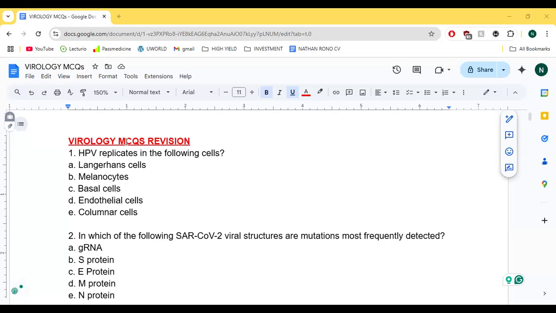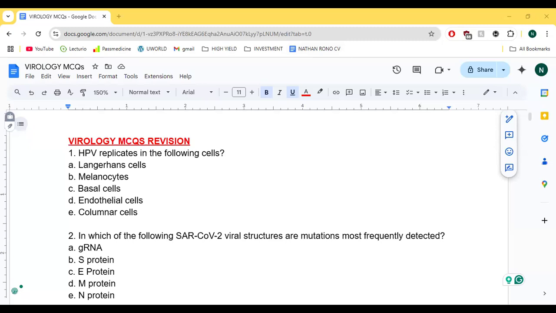Number one, HPV replicates in the following cells. So type your answers on the chat. I'm seeing the majority of you are saying B. So the correct answer is C.